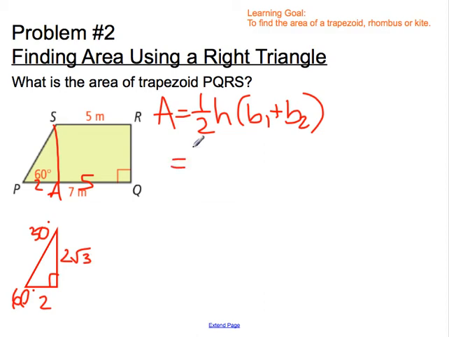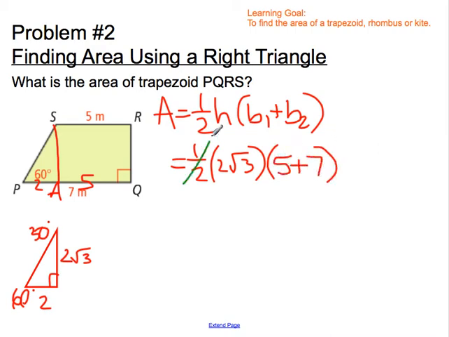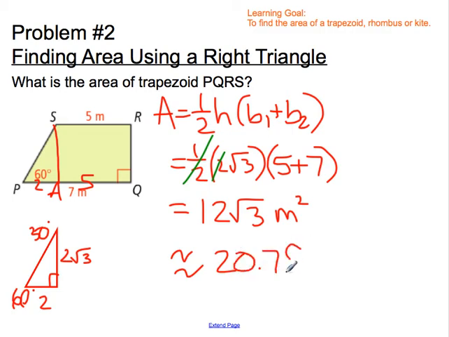So we know that this is 1/2, the height is 2 times the square root of 3, and the sum of the bases is 5 plus 7. The 1/2 and the 2 cancel. We get 5 plus 7, which is 12, times the square root of 3. And area is always in units squared, so this is meters squared. If the question wanted a rough approximation, we'd say that this is about 20.78 square meters.